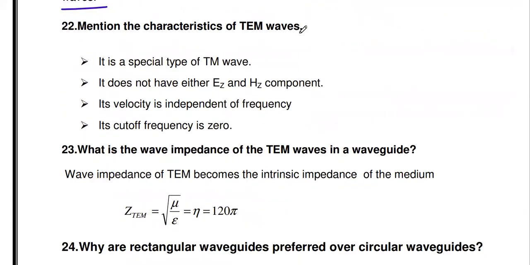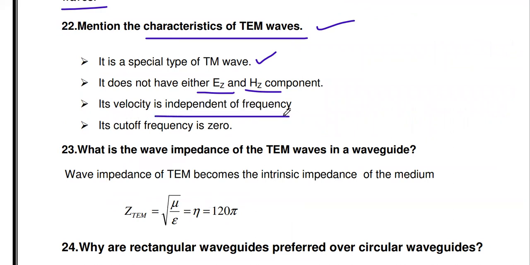And what are the characteristics of TEM wave? Okay, so for this TEM wave, what are the special characteristics? First one is it is a special type of TM wave. Then it does not have either EZ or HZ component. Both EZ and HZ components are 0. Then the next one is its velocity is independent of frequency. For the remaining ones, group velocity, phase velocity, all formulas are related to the frequency. But for TEM wave, the velocity is independent of frequency. That velocity is also equal to the free space velocity.